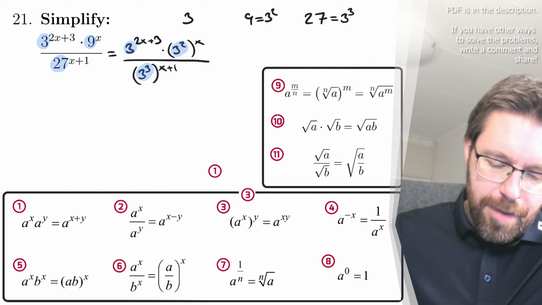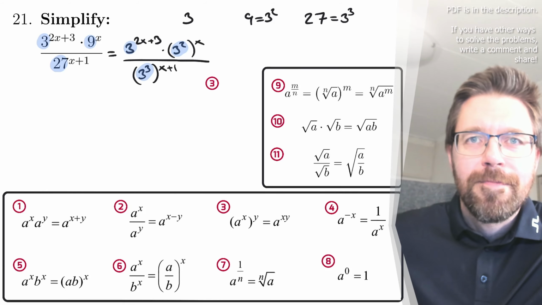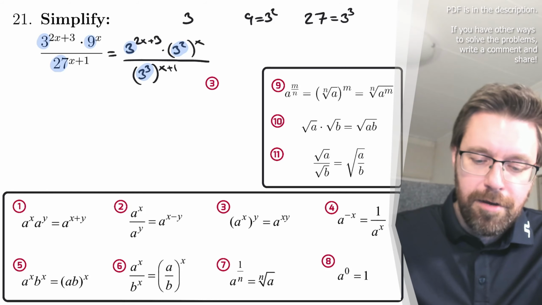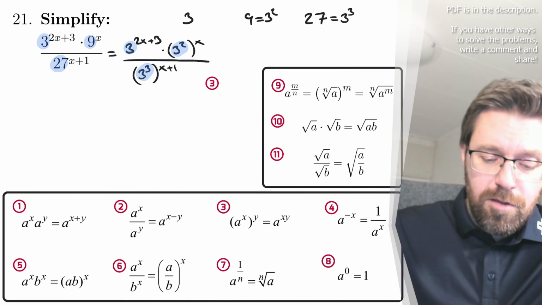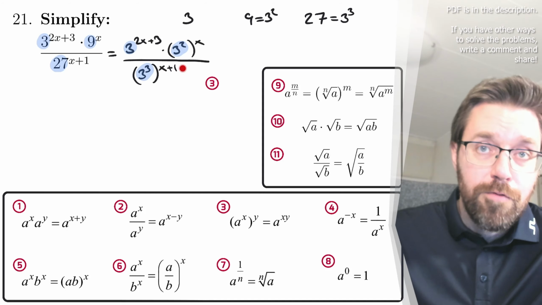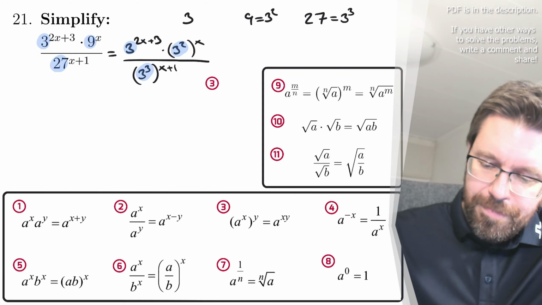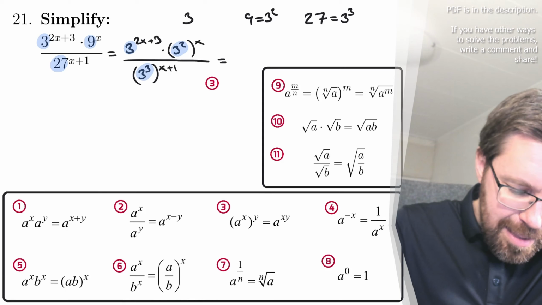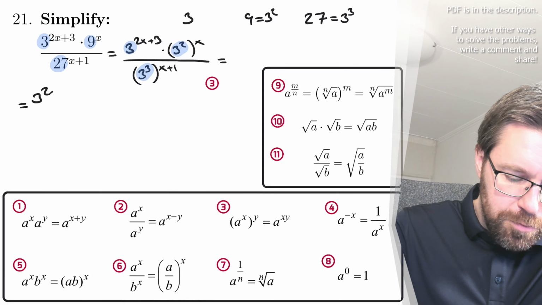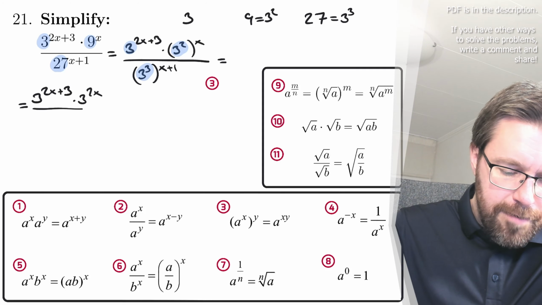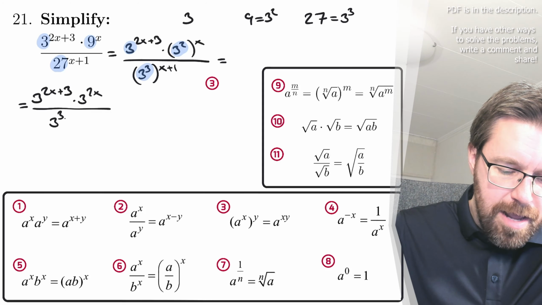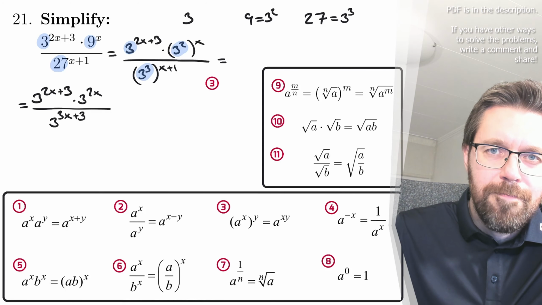We use rule number 3 to multiply the exponents to each other, this one and this, and this and this. And 3 times this one, I can at once take 3 times x and 3 times 1. So it will be like this: 3 raised by 2x plus 3 times 3 raised by 2x divided by 3 raised by 3x plus 3.